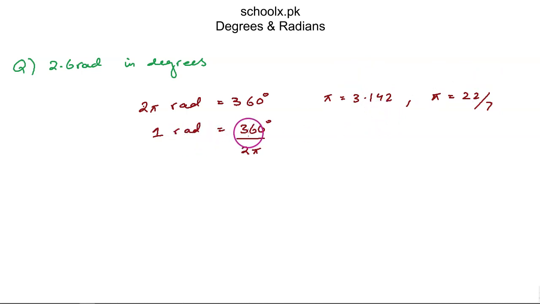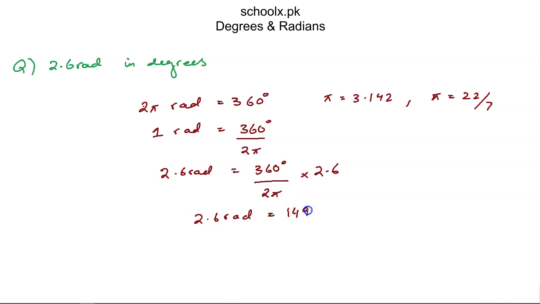So 1 radian equal to 360 degrees over 2 pi. We'll get 2.6 radian equals to 360 degrees over 2 pi into 2.6. So we'll get 2.6 radian equals to 149 degrees.